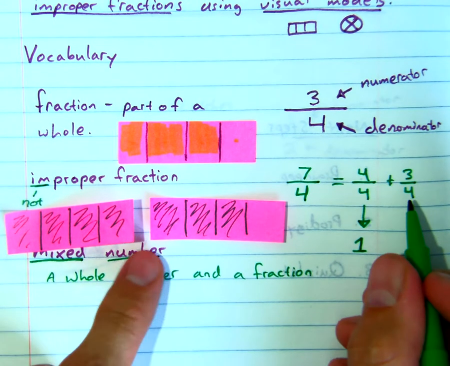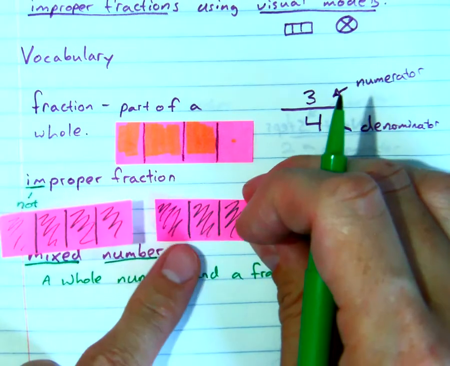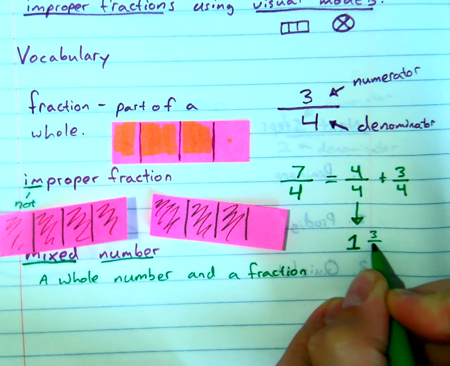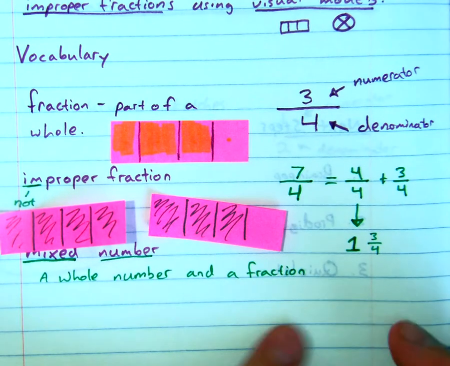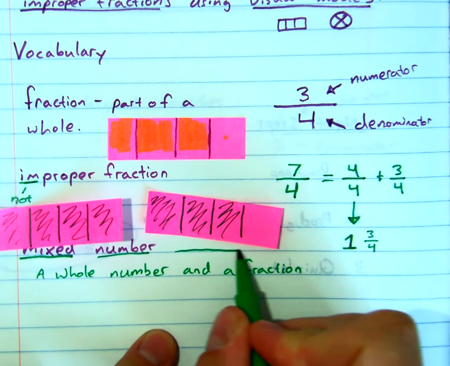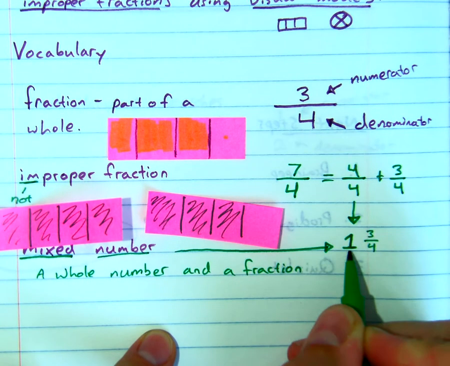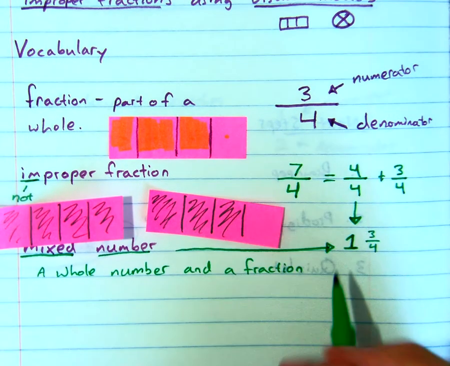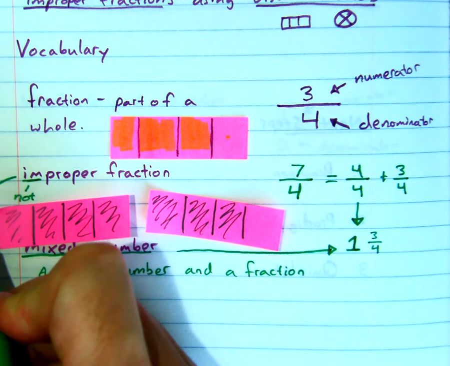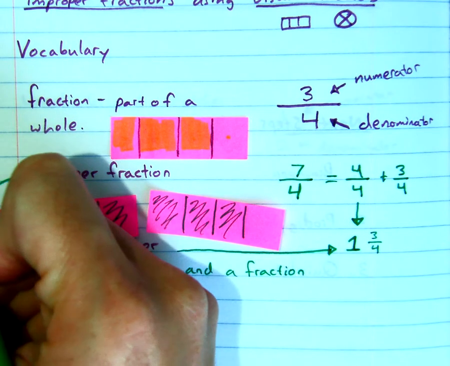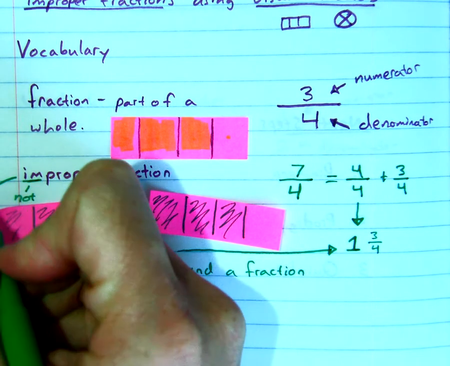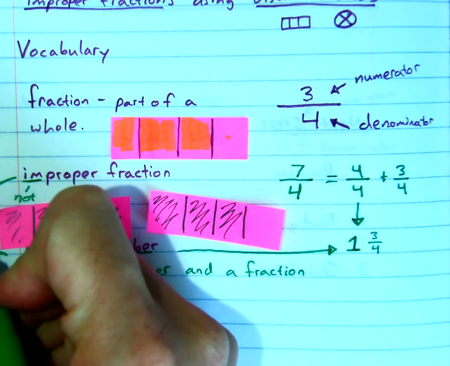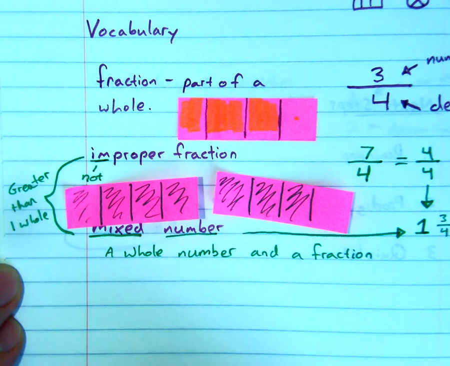And then what is remaining? 1, 2, 3. 3/4. So my mixed number here is 1 and 3/4. So both our improper fraction and our mixed number are greater than 1 whole. So it's going to be bigger than 1 whole.